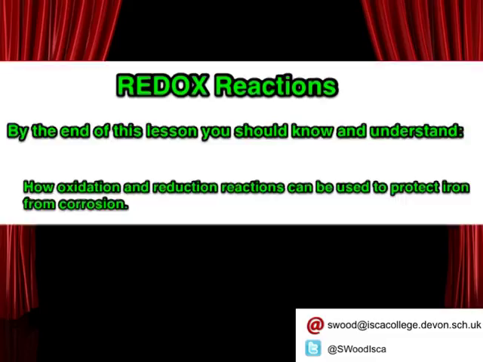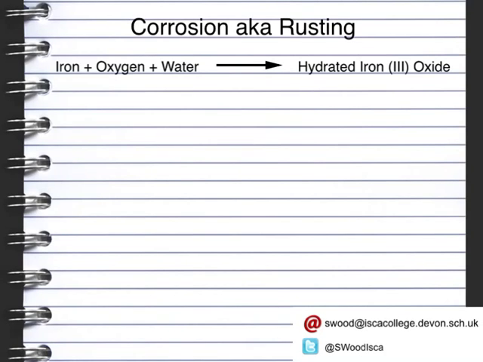Okay, so let's have a look at our objectives for this lesson. By the end of this lesson you should know and understand how oxidation and reduction reactions can be used to protect iron from corrosion. Corrosion, which is also known as rusting, is the formation of hydrated iron 3 oxide. When iron reacts with oxygen and water, it's able to form rust, which is the hydrated iron 3 oxide.